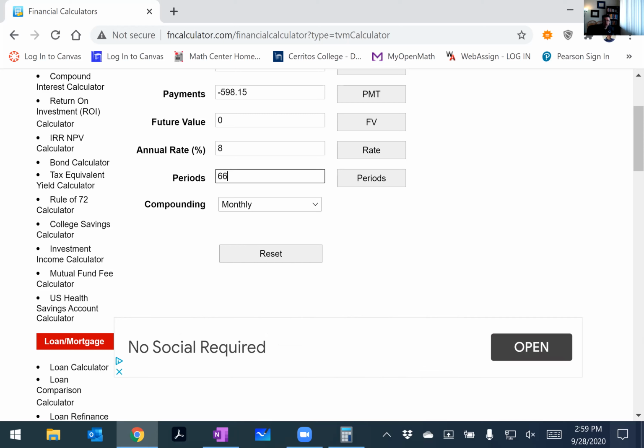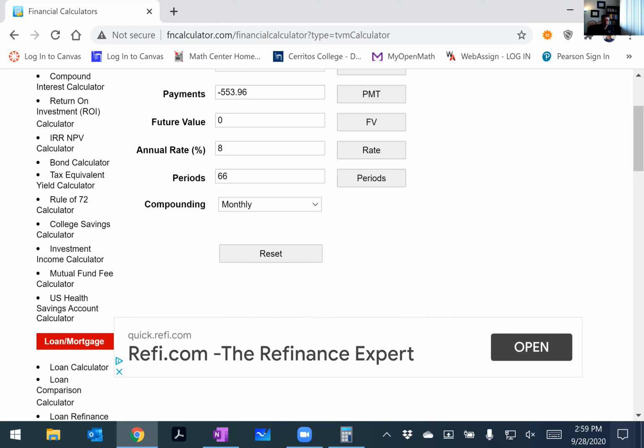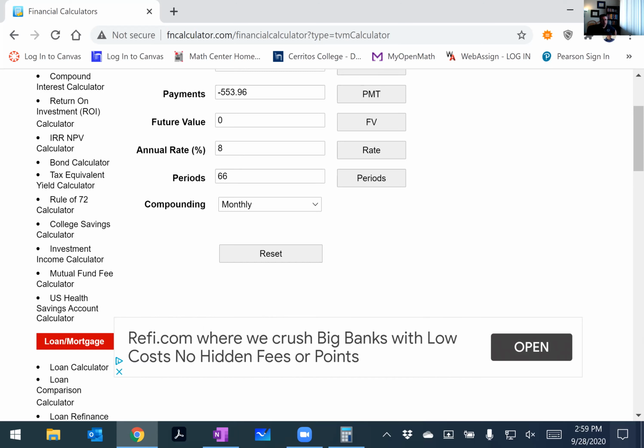Okay, so let's do 66 months, see what happens when the guy screws me over. That means I'm going to have to pay 6 extra months, but it goes down $50 a month. So they're like, oh, well, you're going to have to pay 6 months more, which means you're going to have to pay more interest to me at 8%, but I can lower it, right? And then they're like, oh, well, let's go to 6 years.